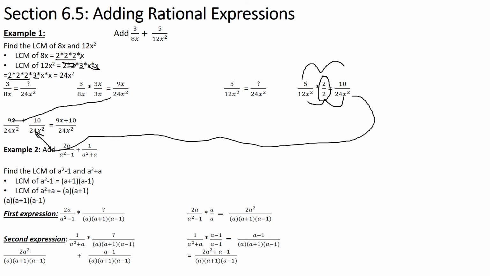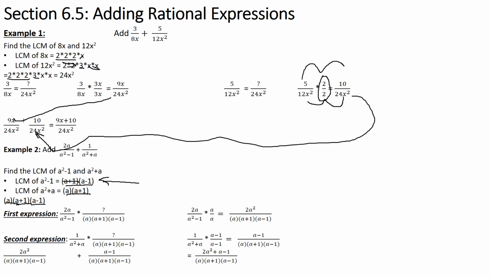Now here's another one. Add 2a over a squared minus 1 plus 1 over a squared plus a. Well, for the least common multiple, the a squared minus 1 is a difference of squares, so it's a plus 1, a minus 1. And the second one is a times a plus 1. Really, all we need to do is add an a minus 1 for the second one right there. They both have an a minus 1. There's an a plus 1 in the second part and an a in the second part. Cross out the other a plus 1 because it's the same.